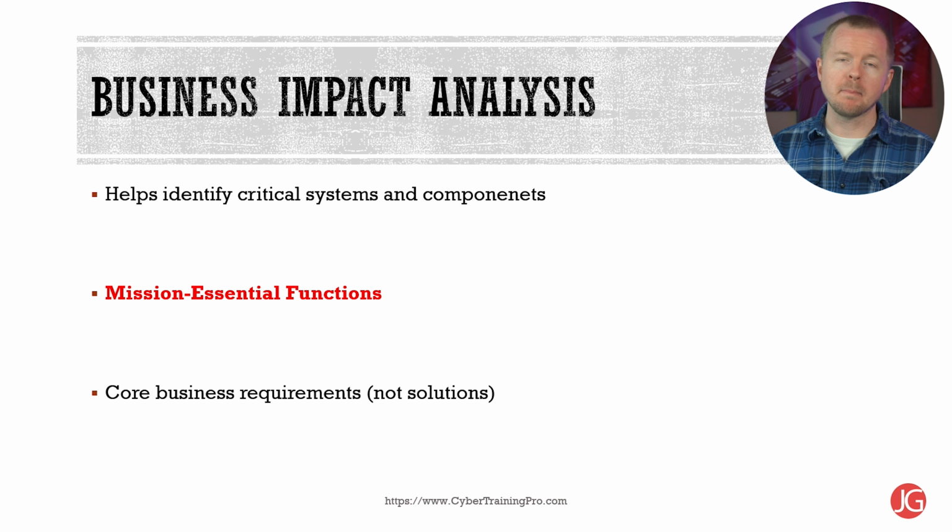A BIA, or a Business Impact Analysis, helps to identify critical systems and components that are essential to an organization's purpose. Basically, these are the mission essential functions that the business needs to operate. If it's an e-commerce business, then the website is critical. If it's a hospital, then life support systems are crucial. If the mission essential functions can't be restored fast enough, then the business might actually not survive the disaster. The BIA only identifies core business or mission requirements and doesn't recommend solutions.